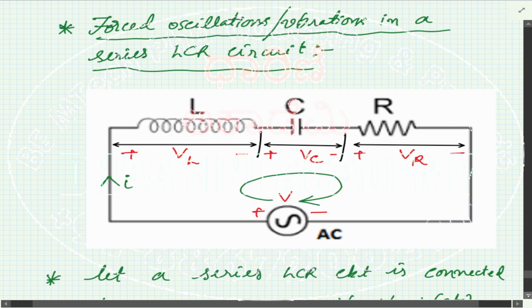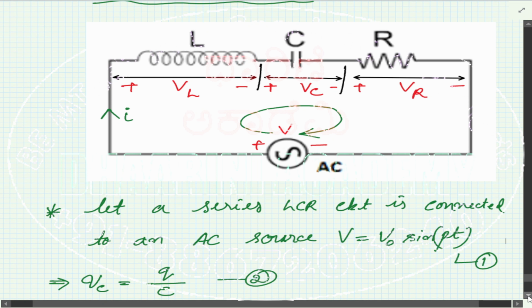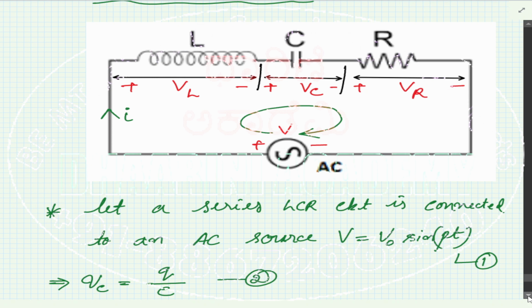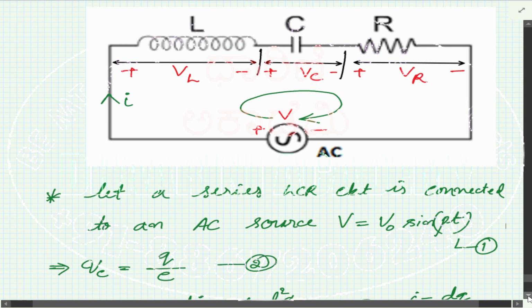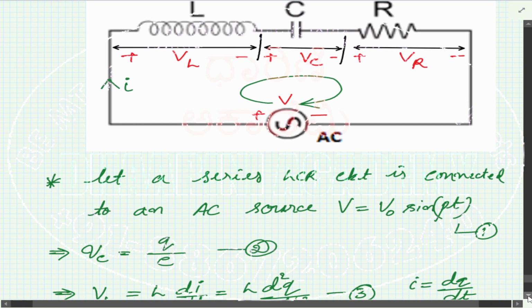Inductance is L, capacitance is C, R is the resistance. Let us assume that the voltage across the inductor is VL, the voltage across the capacitor is VC, and the voltage across the resistor is VR. Let the power supply be V and the current flowing in the circuit is I.